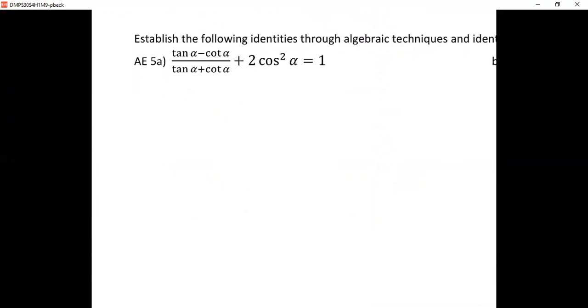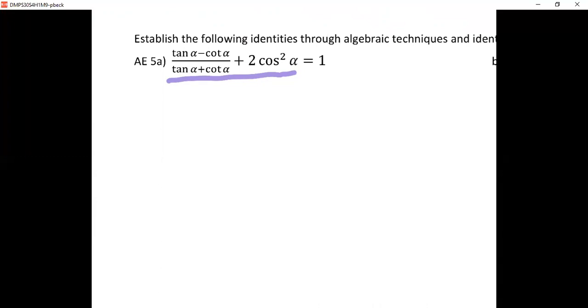So let's take our last set of identities. The identity I have here is tangent of alpha minus cotangent of alpha over tangent of alpha plus cotangent of alpha plus 2 cosine squared equals 1. Which side is the more complicated one? I hope you guys recognize the left side is more complicated. Now, where do I go with this? I don't know. The fact that I have plus cosine squared equals 1 tells me that there's probably going to be a Pythagorean identity there. Well, what is that Pythagorean identity? I don't know yet. Let's work through it.